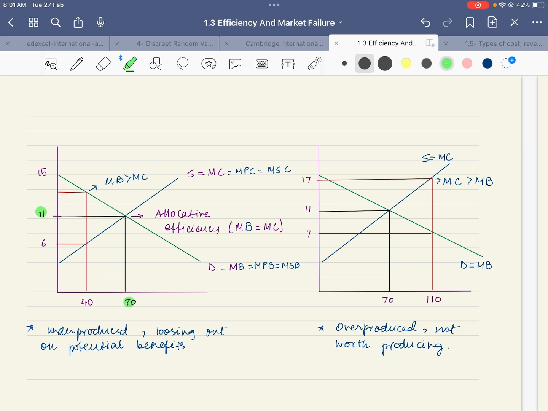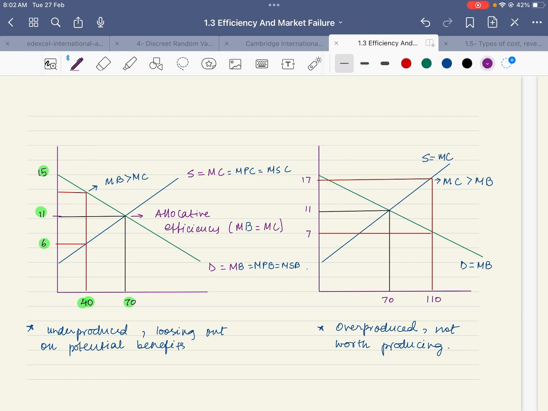If we reduce the quantity from the equilibrium quantity, which is 70, and bring it to 40, the marginal cost is 6, whereas the marginal benefit, or the price that the consumer is willing to pay, is 15. It means that here there is underproduction and underconsumption, and the society is losing out on potential benefits that can be reaped if the quantity produced is increased.